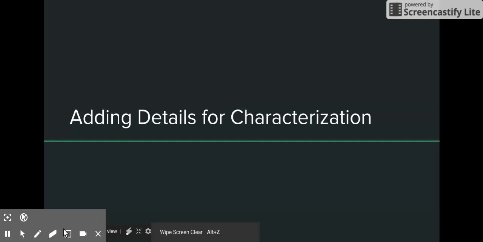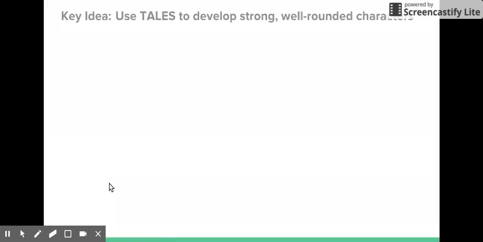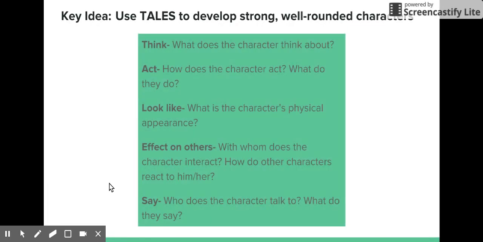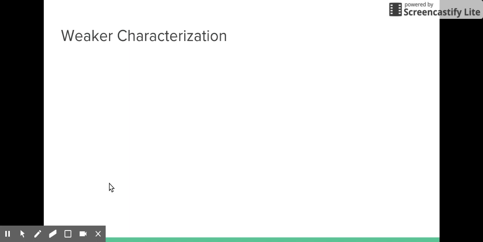I'm going to talk you through how to add details to make your characterization stronger. The key idea to take away here is that you're going to use TALES, T-A-L-E-S, to develop strong, well-rounded characters. And just as a reminder, TALES is what a character thinks, acts, looks like, their effect on others, and what they say.